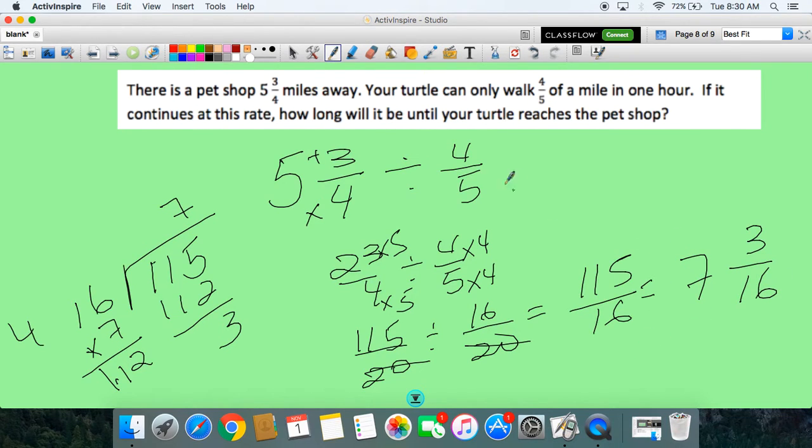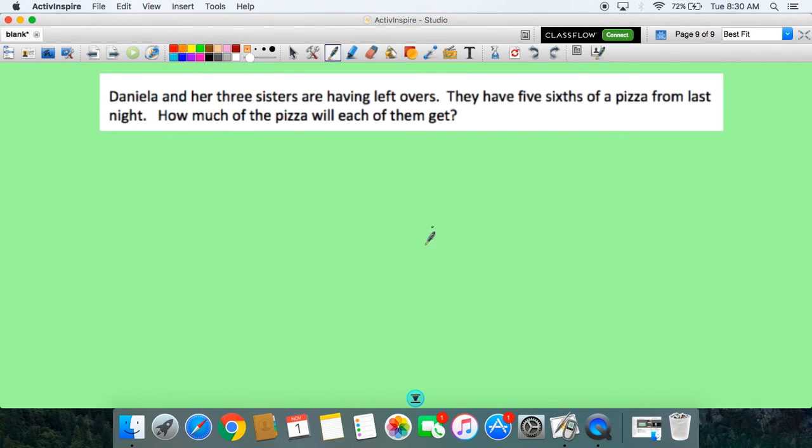So how long will it take the turtle to reach the pet shop? Well, it would take 7 and 3/16 hours. Okay, 7 full hours and then 3/16 of the next hour. All right.